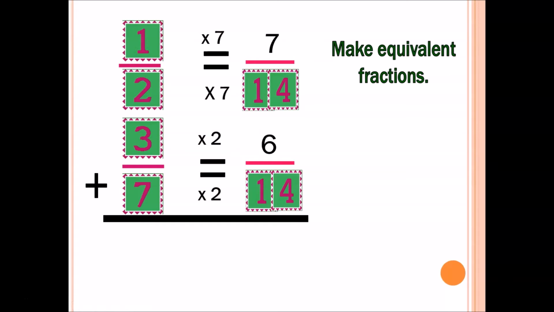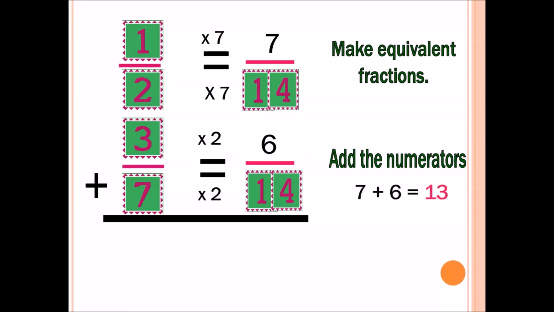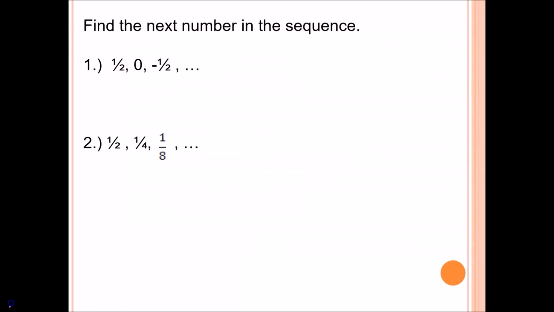Therefore, we have 6/14. And since we need to add, we add 7 and 6. 7 plus 6 is equal to 13. Therefore, 1/2 plus 3/7 is equivalent to 13/14. Let's apply the concept of fractions to the following situations.